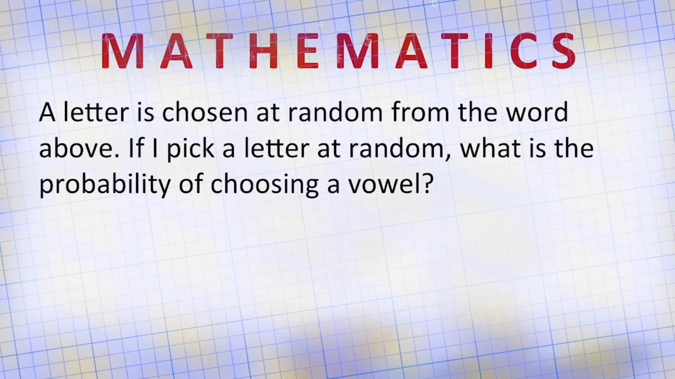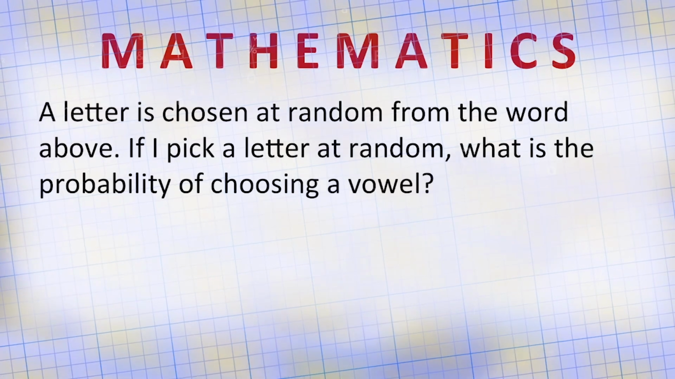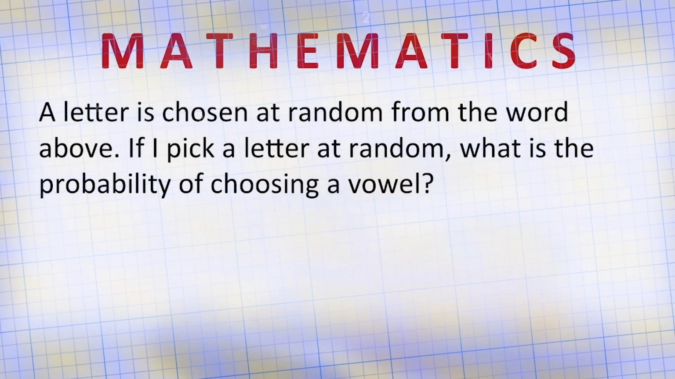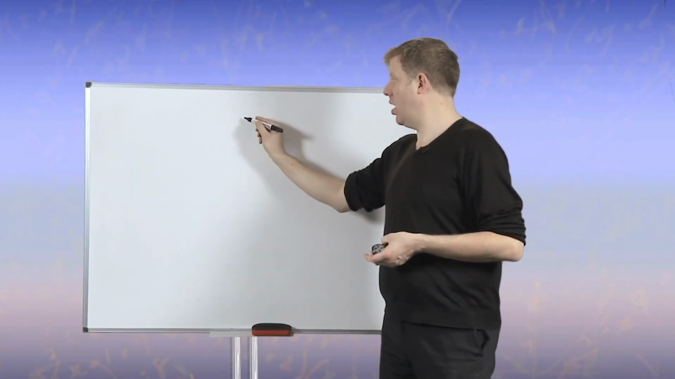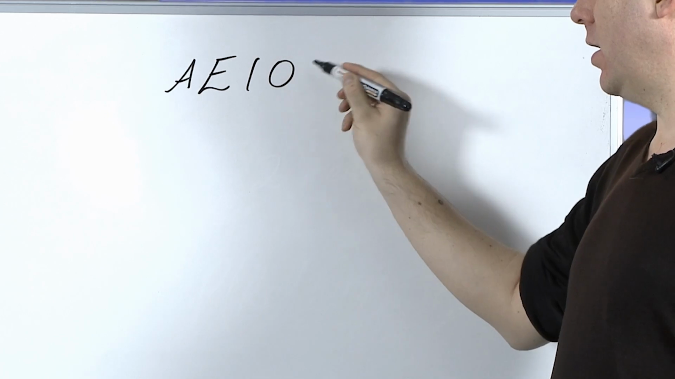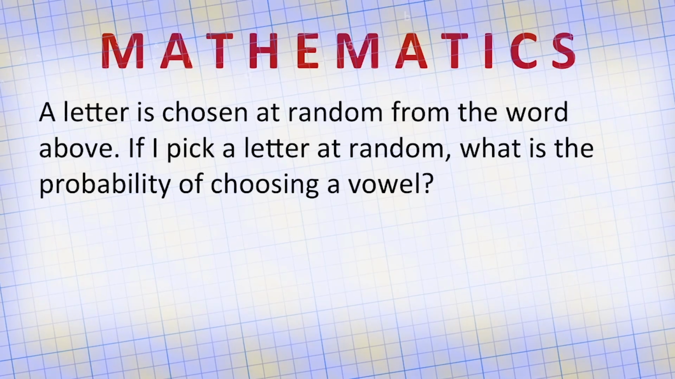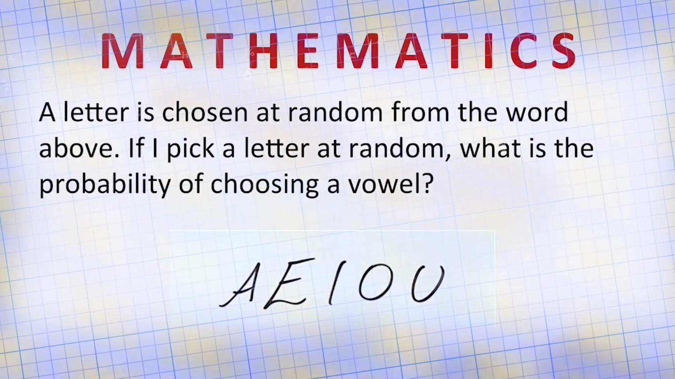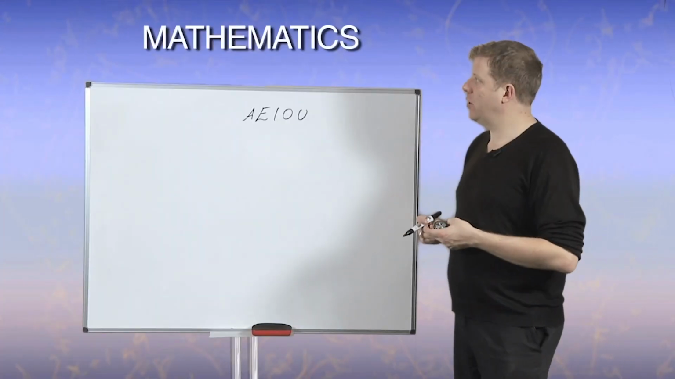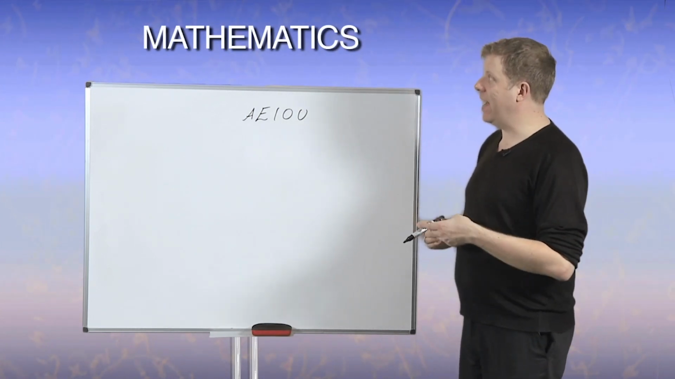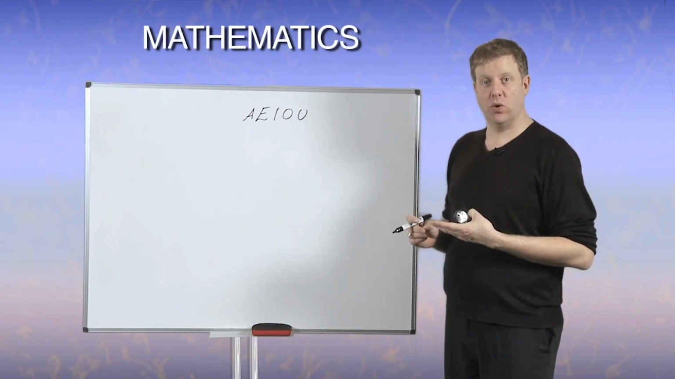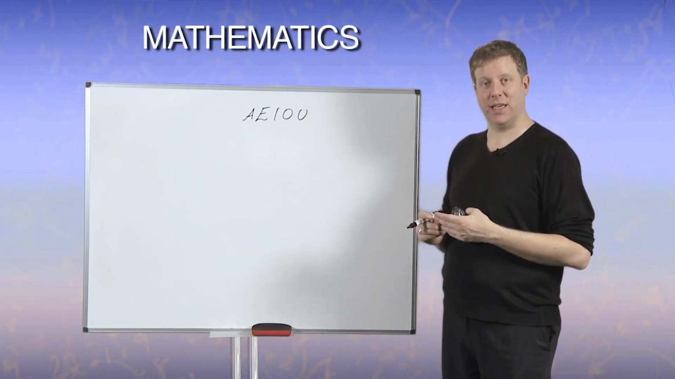In this next one, we've given a word, and they want us to write the probability of getting a letter from that word. So let's have a look. The word is mathematics, and it says a letter is chosen at random from the word above. If I pick a letter at random, what is the probability of choosing a vowel? So we should all know that our vowels are the letters A, E, I, O, and U. Now, not all of those letters are in my word, so I now have to look at the word and find out which letters, or how many of them, are vowels. So if we take a look at the word mathematics, I have an A, an E, another A, and an I. So in total, I have 4 vowels in the word mathematics.